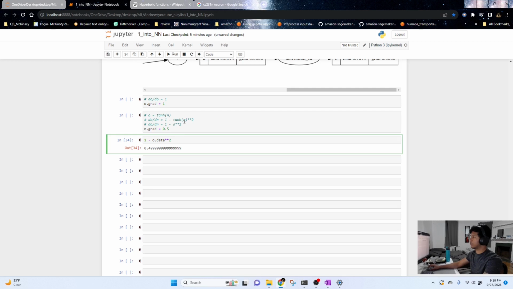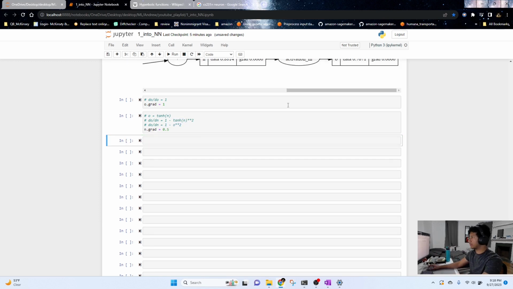Right? I hope you're following me here. The differentiation of tanh is basically 1 minus tanh square. And since tanh of n is O, we're going to do 1 minus O square, that is 0.5. Simple. So we got n dot grad.